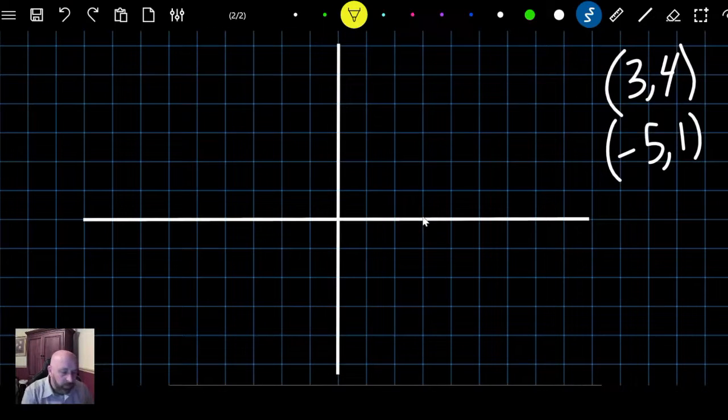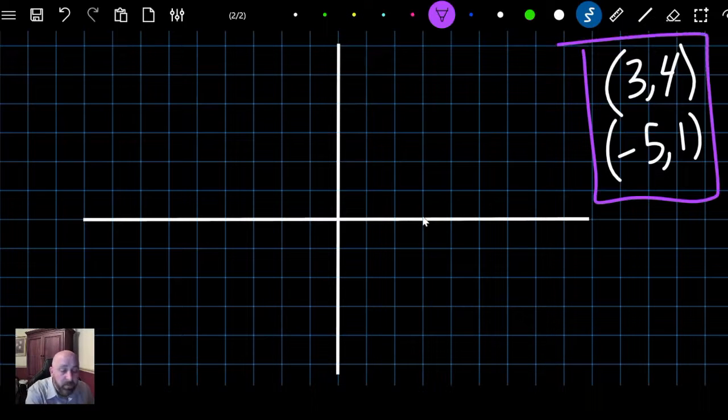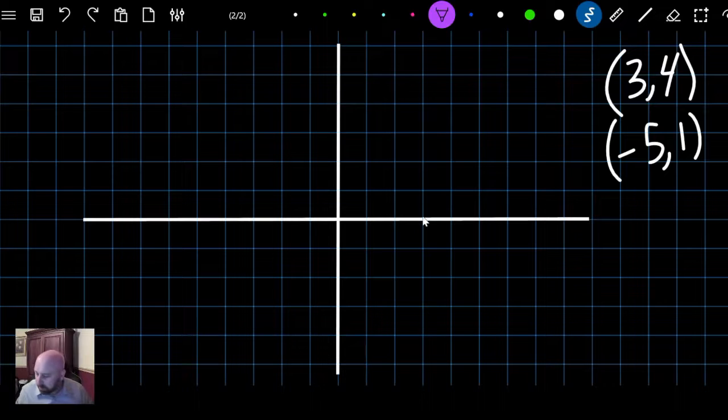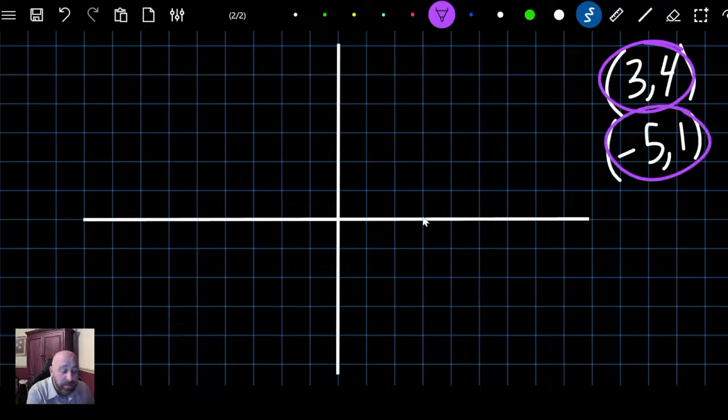The next thing that we want to do right here is draw our own line based on these points. They gave us 2 points right here. And this is in your book, on page 290. They're just going to give us 2 random points, and they want us to draw a line using those 2 points.